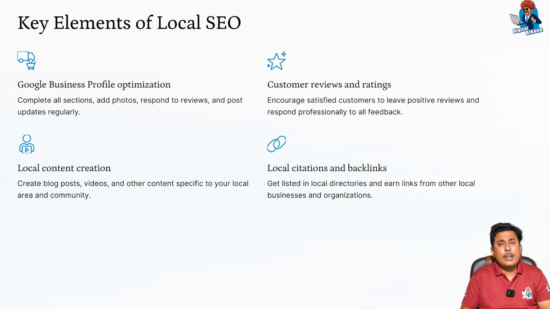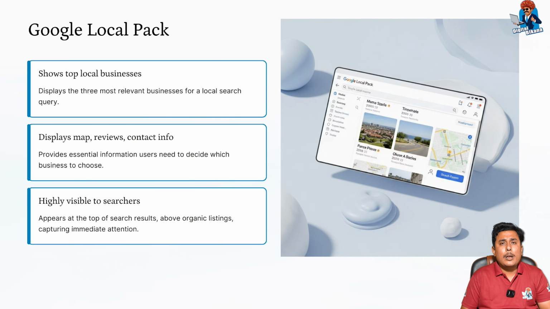Key elements of local SEO include claiming and optimizing your Google Business Profile, getting customer reviews, creating locally relevant content, and building local citations. The Google local pack is the box that appears in search results showing the top local businesses for a query. Appearing here can drive significant traffic to your business.